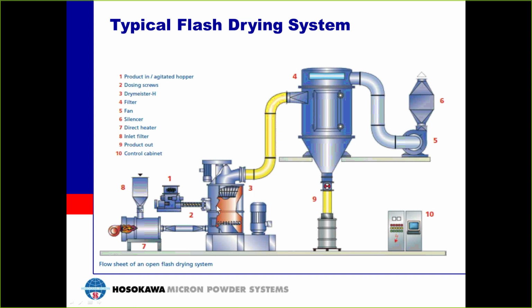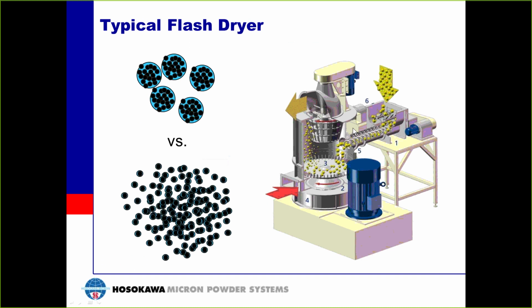So you're going to feed the material in. Your air that's going to be providing the energy is going to be coming in through item 8, and it's going to be heated up in item 7, which in this instance is a direct fired heater. So you're going to be pumping the air into the system. Your product is going to be coming in. That air and the product are going to interact. Now I'm going to go ahead a slide.